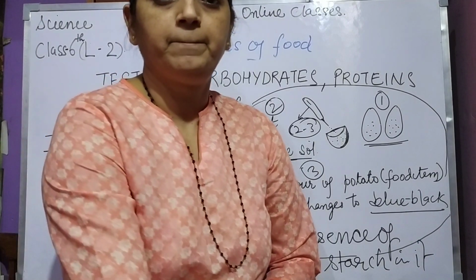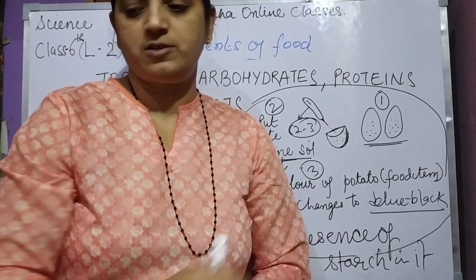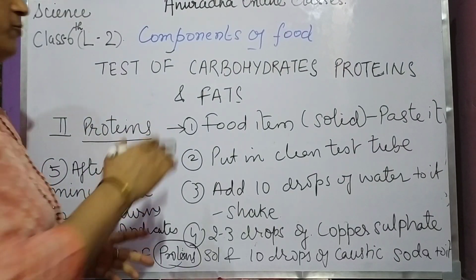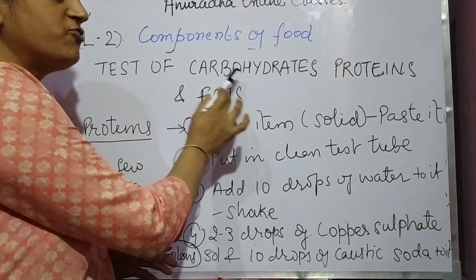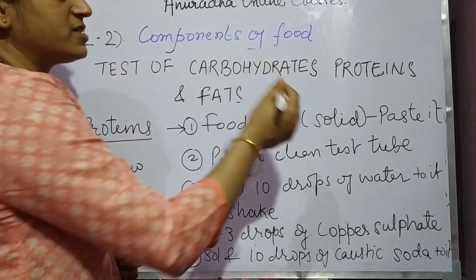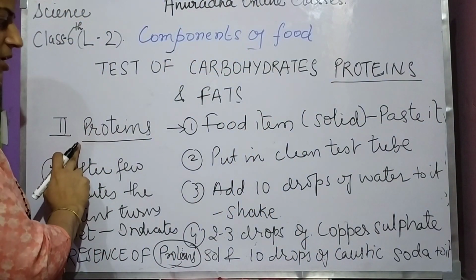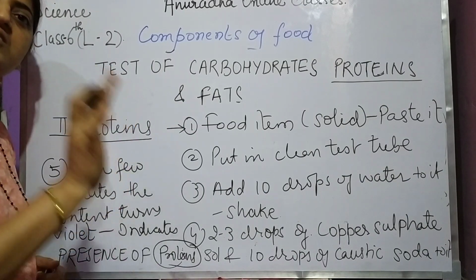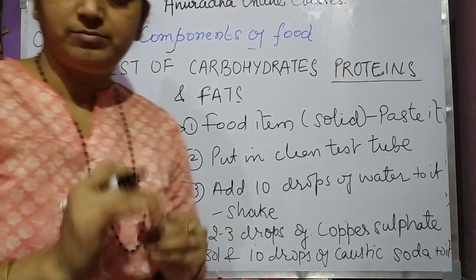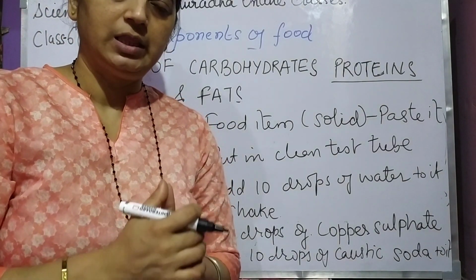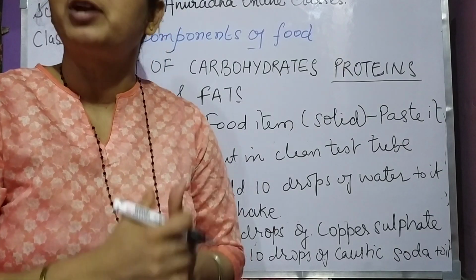So children, let us come to the next. We have just now read about the test of carbohydrate. Now come to the next, that is proteins. We have to test protein. Protein is present in your dal, the pulses you are eating. In that, proteins are present. Now you have to test.